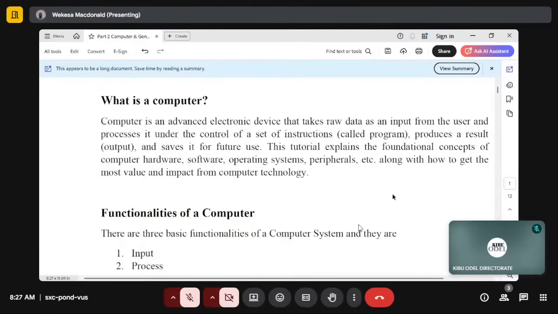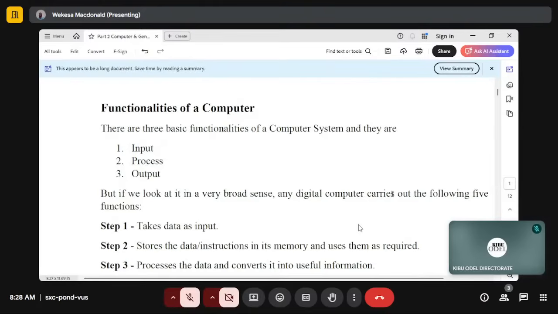That definition is now school-ready. A computer is an electronic device that takes in data as input and processes it under the control of instructions. It produces results and saves it for future use. Any definition is school-ready.